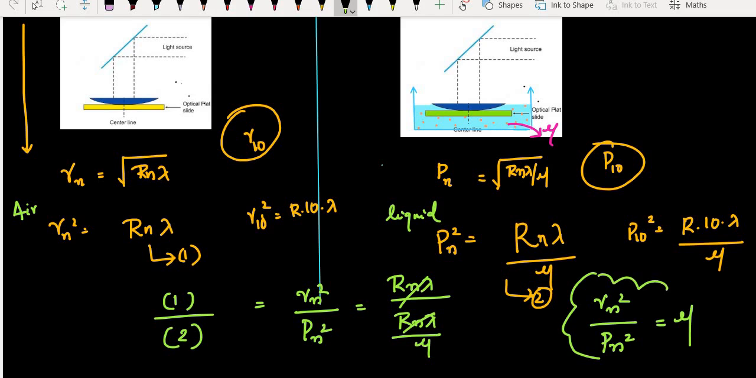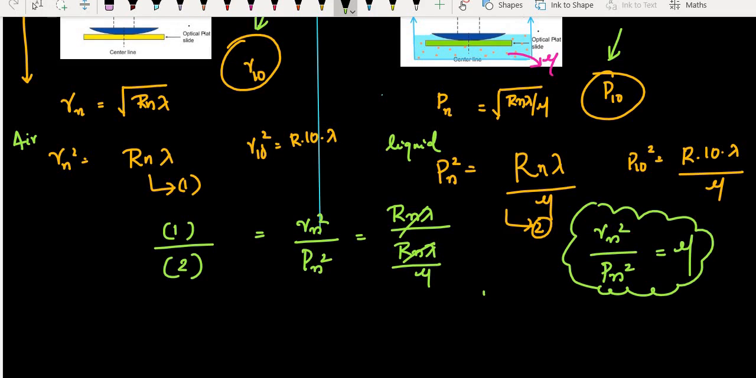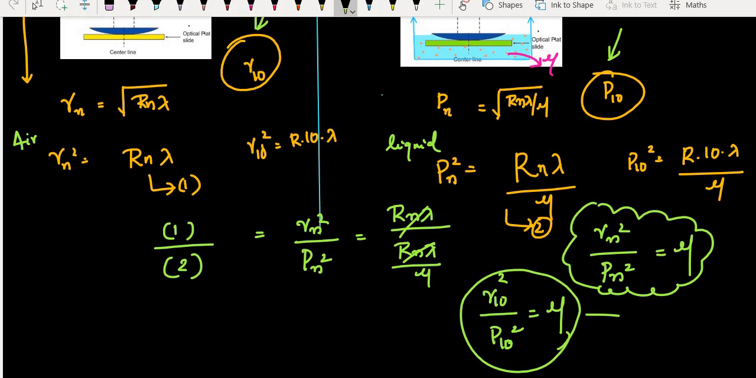This is the simpler method. Suppose we have the diameter of the same rings. Assuming this is my 10th ring, R10 is the radius of my 10th ring. Here also P10 is the radius of the 10th ring. In that case, I can simply square both the values, R10 squared divided by P10 squared, and dividing both I can calculate the value of the result. So this is one method.